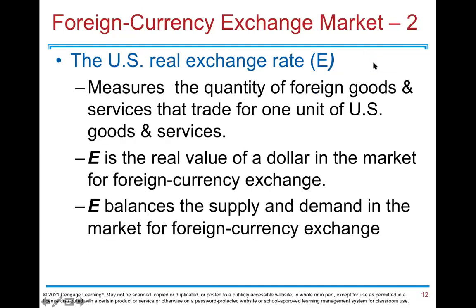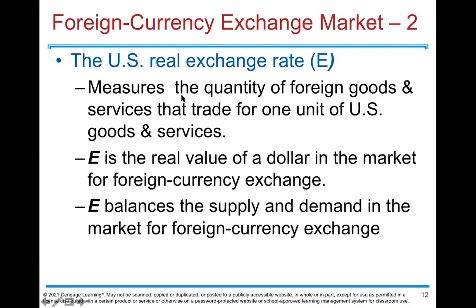All right, so let's not forget that we still also have the real exchange rate, and since it's real, it measures the quantity of foreign goods and services that trade for U.S. goods and services. So there are no prices here. It's all in quantities, because it's a real exchange rate, not a nominal exchange rate. If it was a nominal exchange rate, we could just talk about how many pesos I need to exchange for a dollar and so on. But if it's a real exchange rate, then we look at real goods.